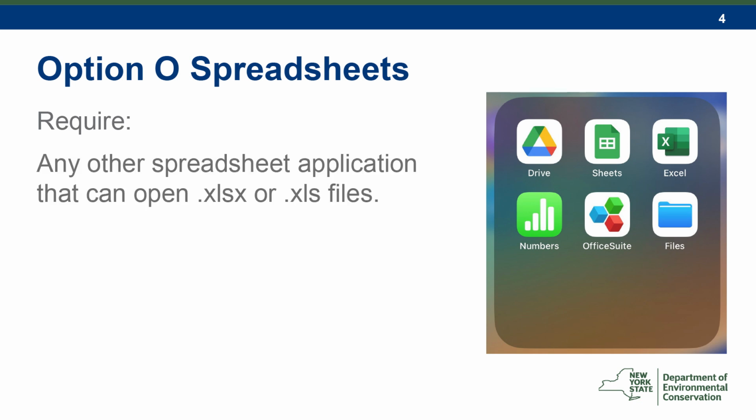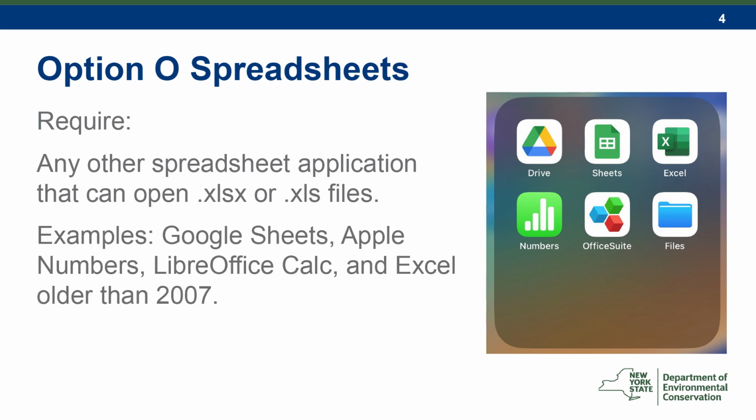This can be any spreadsheet application that can open XLSX or XLS files. Common spreadsheet applications include Google Sheets, Apple Numbers, or LibreOffice Calc. You can also use the Option O XLS files if you have Excel older than 2007.